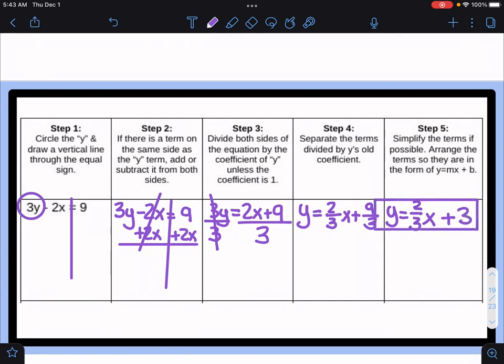And if you remember graphing, this is going to be your m, this is going to be your b. And how are you going to graph this? You are going to start with 3 on the y-intercept, so go to 3. And then this means that you would go up 2, because rise over run, 2 over 3. Up 2 over 3, or you could go down 2 over 3. Then you would connect the points, put your arrows, and label it.